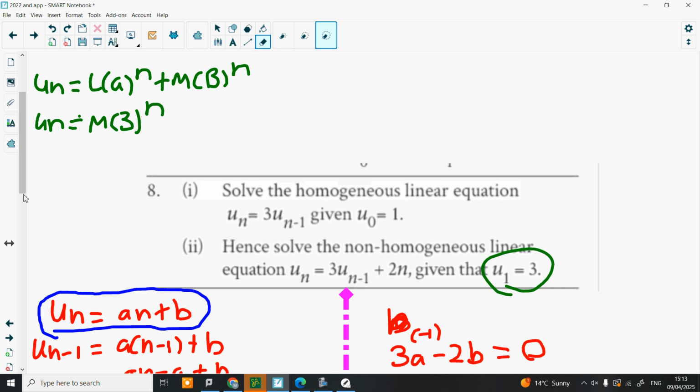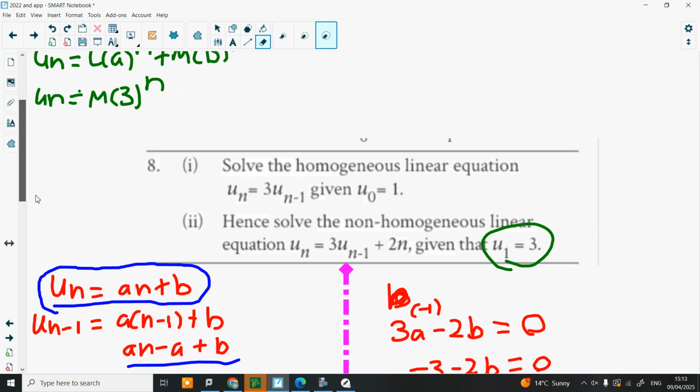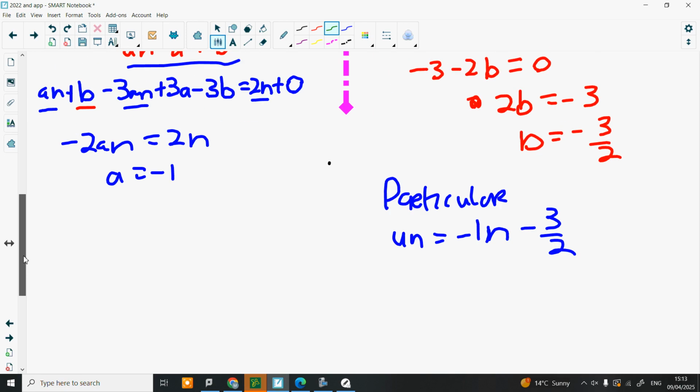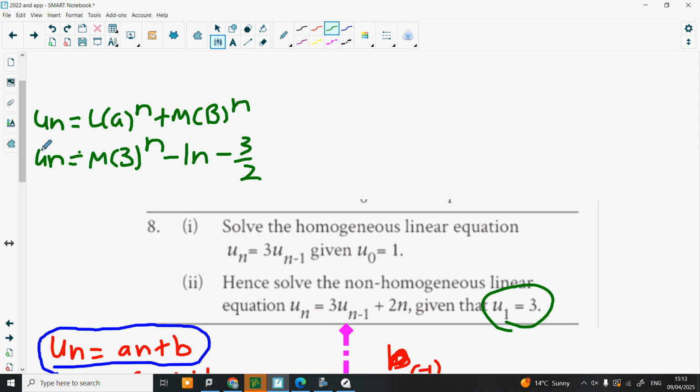Now, what would be our total solution then? What do I have to add on to that? Minus 1n minus, is it three halves, no? Okay, we're all a bit tired now, right? Now what am I gonna test? I'm gonna test u1, haven't I? So what's u1?